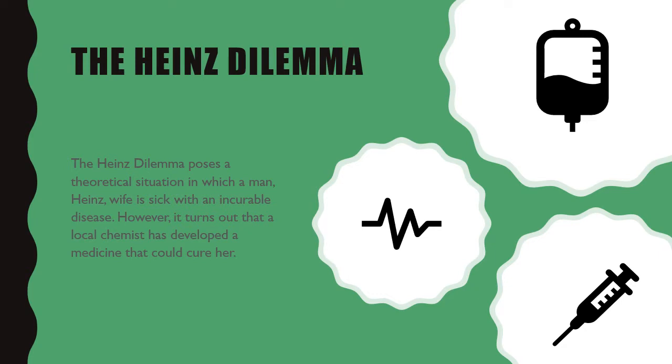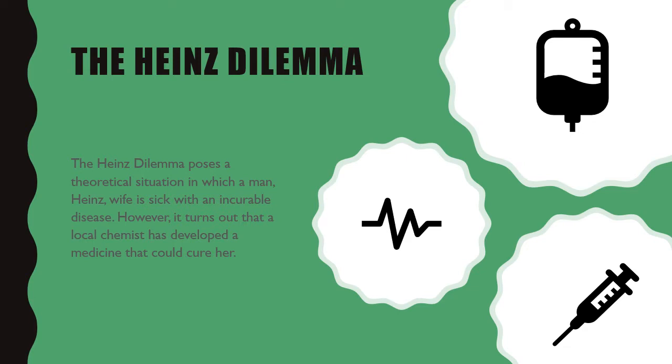The Heinz dilemma poses a theoretical situation in which a man, Heinz, has a wife who is sick with an incurable disease. However, it turns out that a local chemist has developed a medicine that could cure her. The chemist is willing to sell the medicine, but at a price that Heinz can't afford even after raising half of the money that he needs. When Heinz goes to the chemist and offers to pay him the rest later, the chemist denies him and Heinz steals the medicine from the chemist's home.